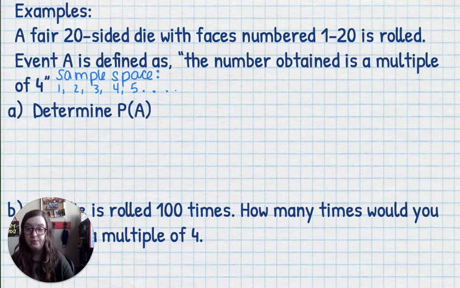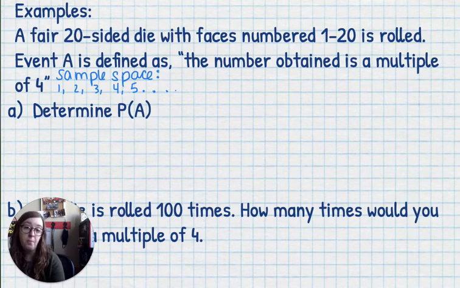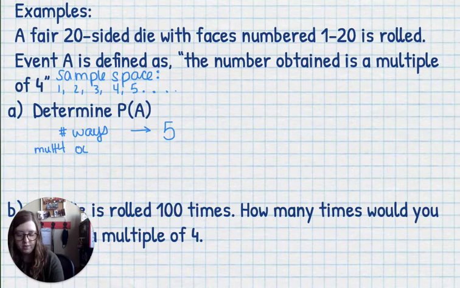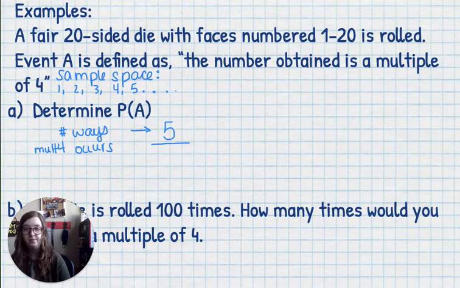So how many ways can we have a multiple of 4? Or how many multiples of 4 are there on a 20-sided die? 5 multiples of 4, right? So that means 5 is going to go on top, because that's a number of ways a multiple of 4 occurs, over, and then the total number of outcomes, well, if it's a 20-sided die, that's going to be 20.